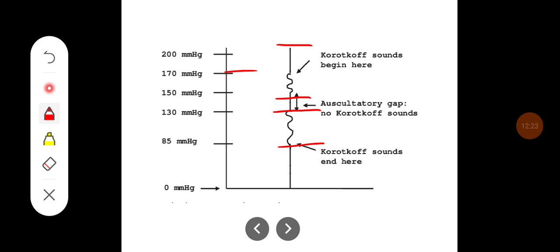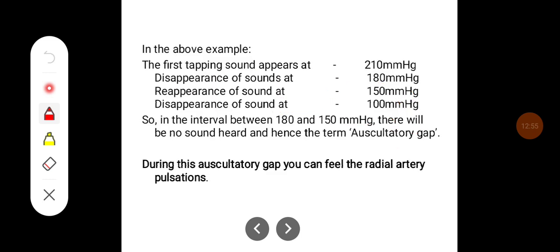This happens because during the second phase of the Korotkoff sounds, especially in hypertensive patients, the sounds are absent. That is why you record a false blood pressure in them. This gap, where there are no Korotkoff sounds in phase 2 of the Korotkoff sounds, is called the auscultatory gap.